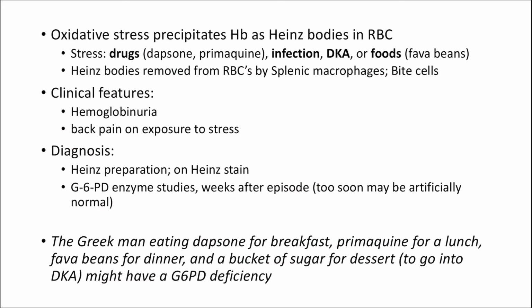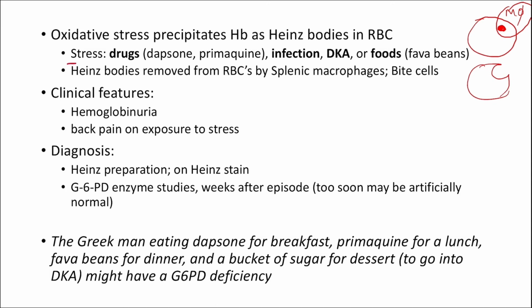Now, what can you see on a smear? So oxidative stress precipitates hemoglobin as Heinz bodies in RBCs. What that means is usually you have an RBC and you should be able to have a homogeneous structure on the inside, but sometimes you'll find an aggregate of hemoglobin inside the cell, and this is what we call Heinz bodies. And sometimes the macrophages of the spleen will remove that, and what you're left with is a bite cell, and that's also something that you see on the smear.